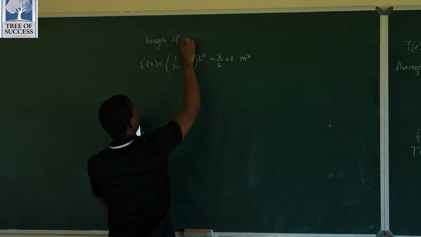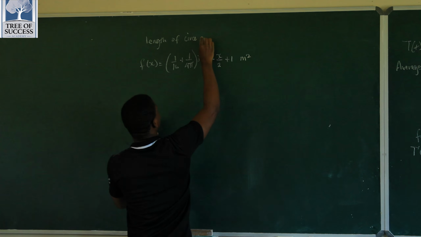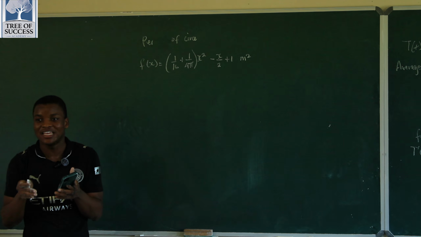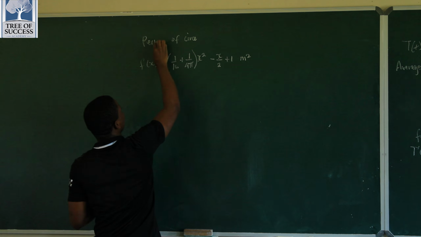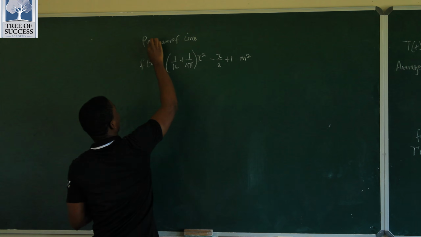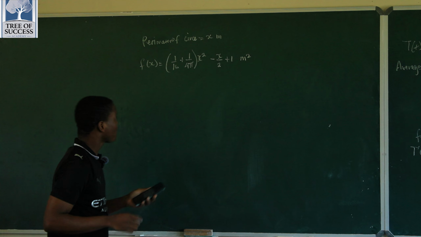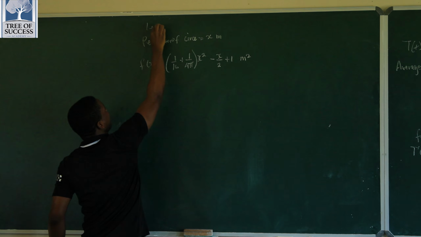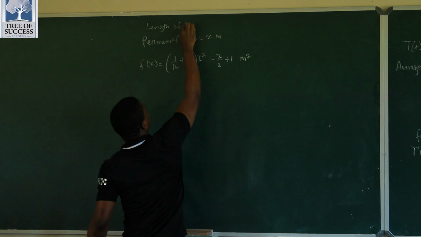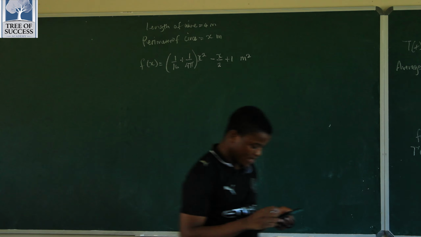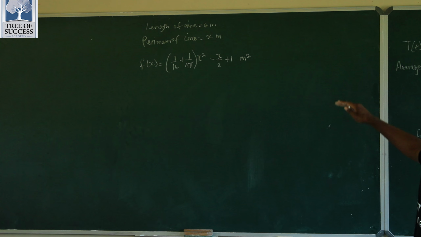So what is it that you are given? The length of the wire used to make a circle. So you can just say it's the perimeter of a circle, because it's the length of the wire used to make the circle. So the perimeter of the circle here will be x meters, right? And the total length of your wire is 4 meters, right? Now let us prove this formula or this function, right?